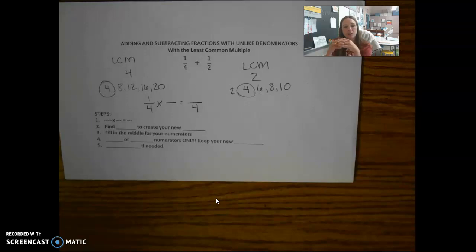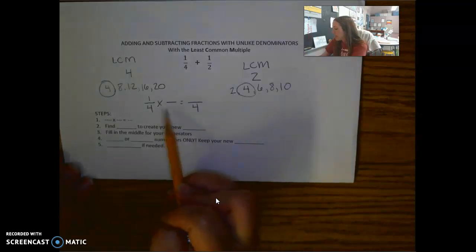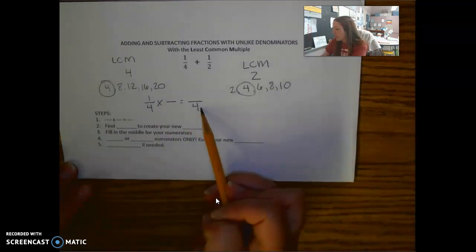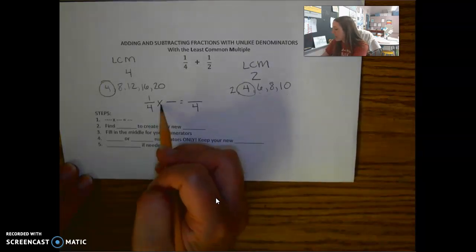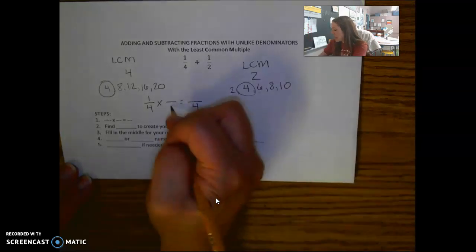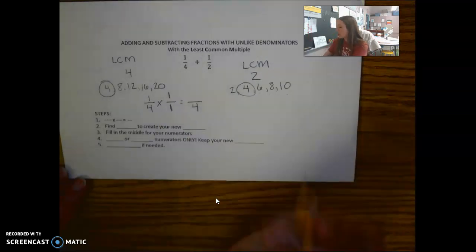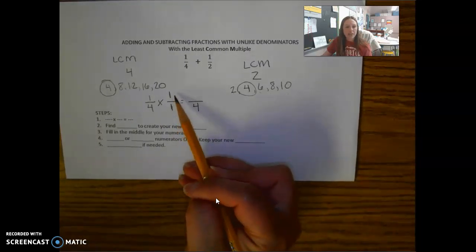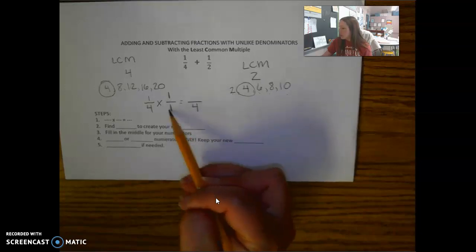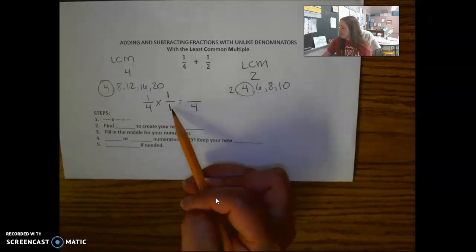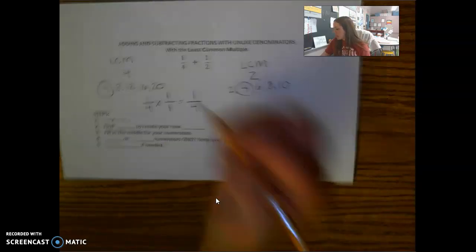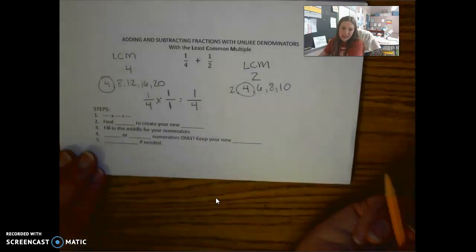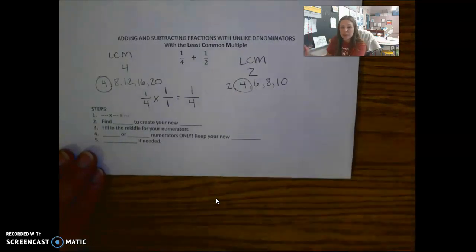So we need to first create our equivalent fractions, and we do that by multiplying in order to get the common denominator we want. Okay, so what can I multiply times 4 to get 4? Well, that's easy. It's 1. And remember, just like with simplifying fractions, whatever I do to the bottom number, I have to do to the top number. So I'm going to multiply both by 1. And 1 times 1 is 1. So I really didn't do anything to 1/4, but it's always good to practice the steps.